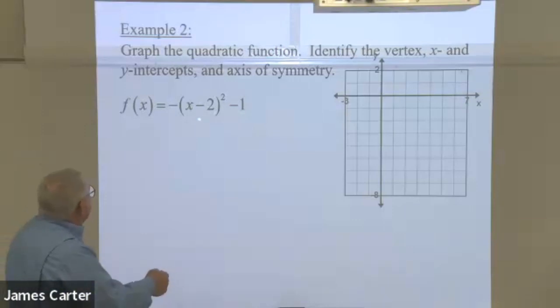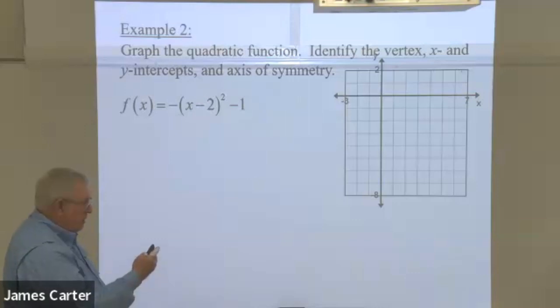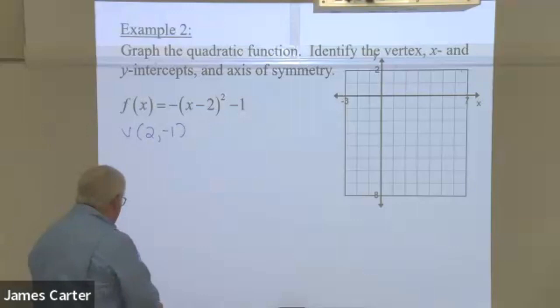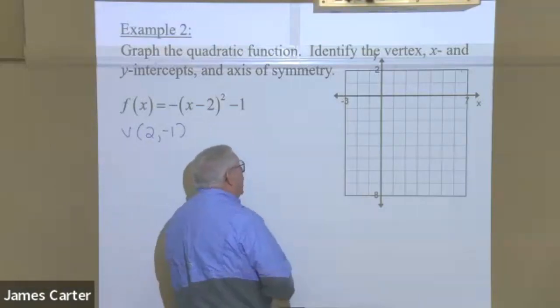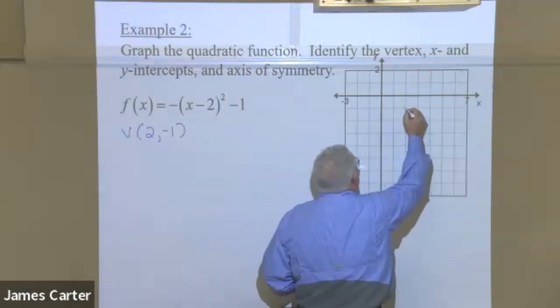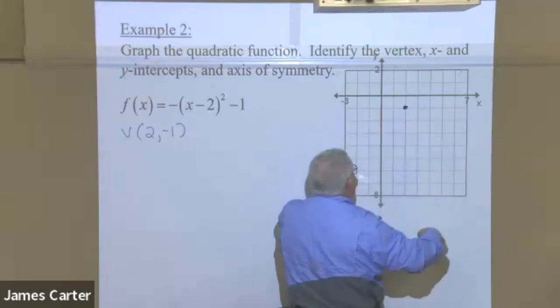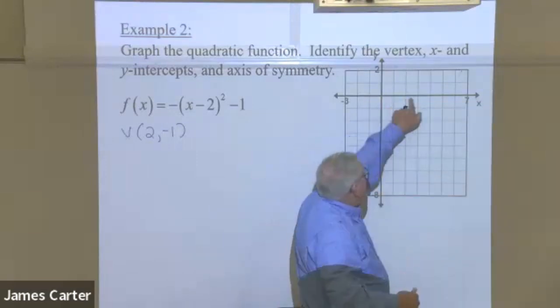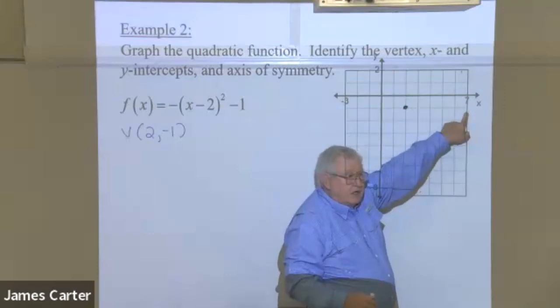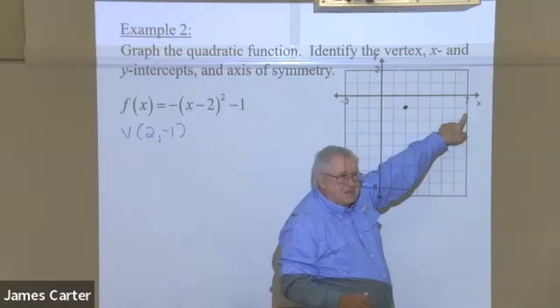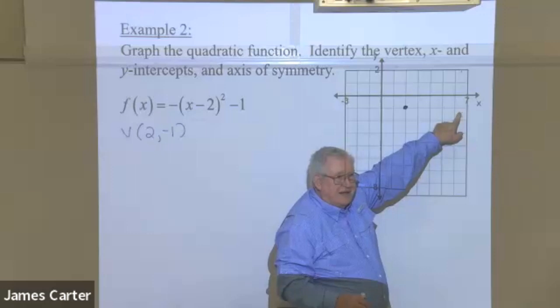Okay? Y-intercept, positive 2, negative 1. Let's go ahead and put that up there. Positive 2, negative 1. Right here is the y-intercept. We know this thing's got to come down this way. So will there be any x-intercepts? Easy for me to say this morning.